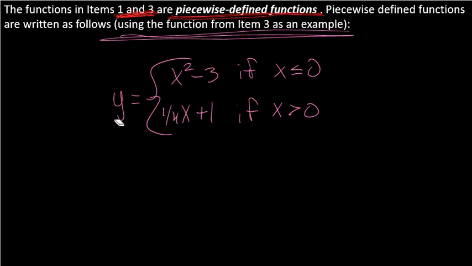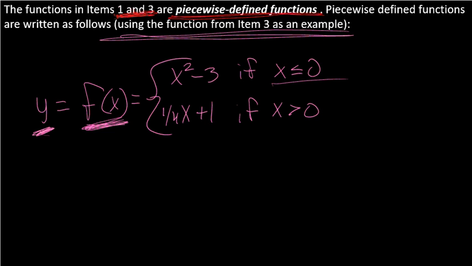Now, if we're going to truly call this a function, we would say f of x, right? That's just a fancy way of saying y depends on x. Y is a function of x. That's all we're saying here. And we're saying that f of x, or y, is going to be equal to x squared minus 3 if x is less than or equal to 0. And we are also going to say if x is bigger than 0, then 1/4 times x plus 1 is going to give us our y value.